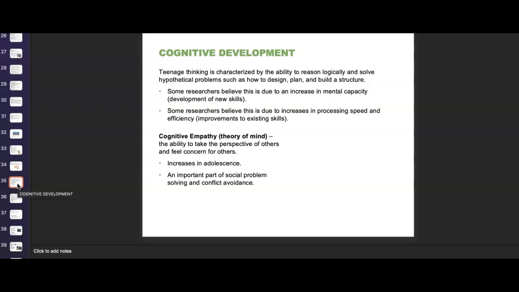In this stage, you also have cognitive empathy, the ability to take the perspective of others and feel concern for others. This increases in adolescence and is an important part of social problem solving and conflict avoidance. You might see high schools and junior highs having peer mediator programs because students are actually able to start engaging in these kinds of conversations.